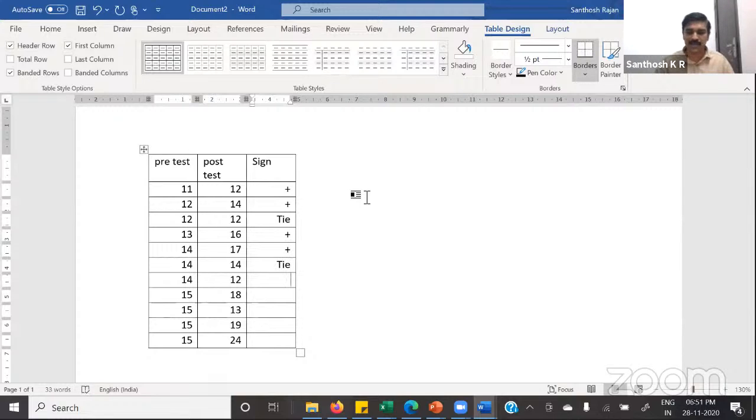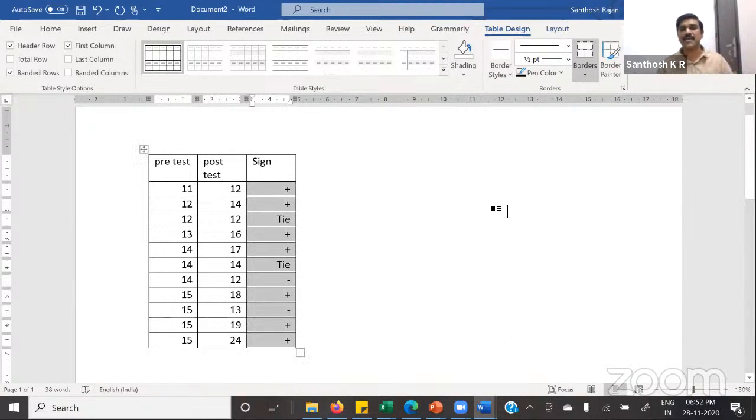14 reduced to 12, so it became minus. Okay. 15 to 18, plus. 15 to 13, so it reduced, it became minus. Okay, 15 to 19, plus, and 15 to 24, plus. Now I will do the analysis based on these signs.